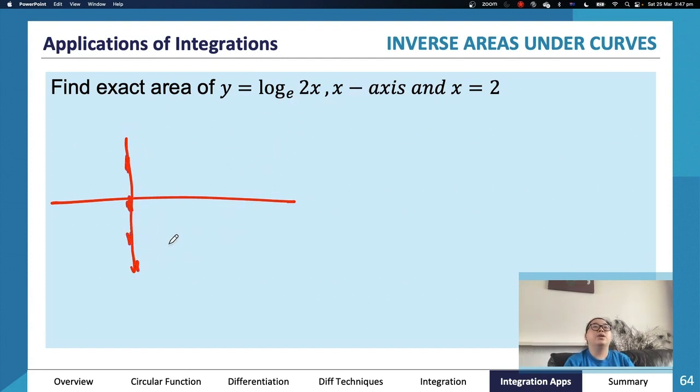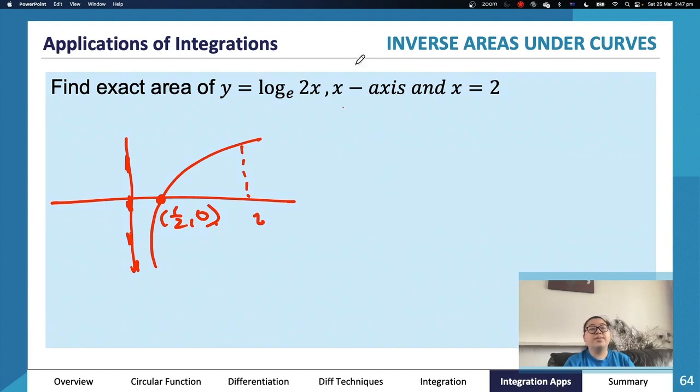log_e 2x, which means we'll have something like this. If we subbed in 1 here, we would get log_e 2. If we tried to sub in a half, a half would give us log_e 1, so that's where it equals 0. We needed to find that because it's asking for the x-axis and it equals 2. So you just need to find the intercept first. So it's from 2 to a half, and that's the area that we're looking for.